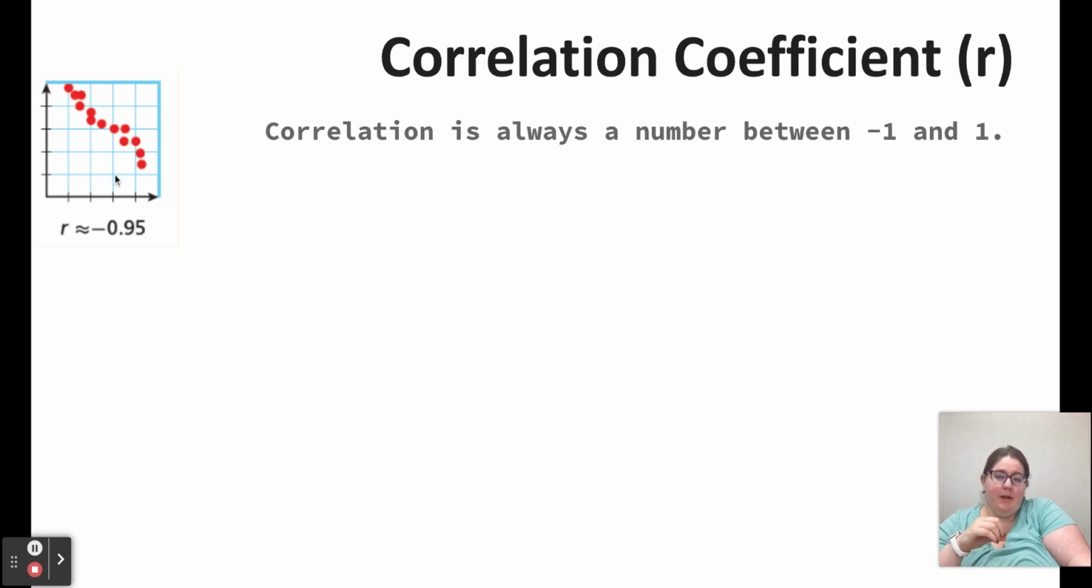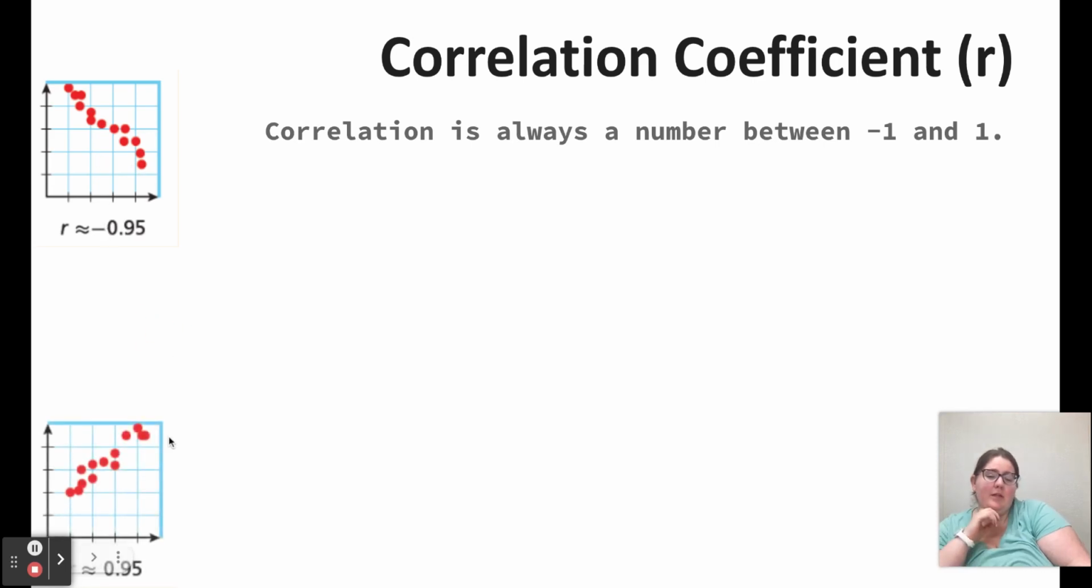So this one up here has an R value of -0.95, so pretty close to -1. Notice that the relationship we see is pretty strong and negative. The negative or positive part is telling us about the direction, and then the number itself, how close it is to 1 or 0, is the strength. So this one we would call strong and positive. Its R is 0.95.